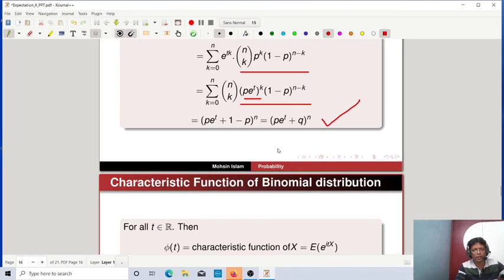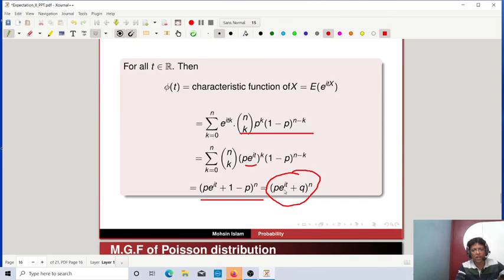Look at that, it's similar to your moment generating function, but the only difference is that there is an i. Otherwise everything is the same, so it's very easy to remember. You can remember it very easily. Okay, so this is your result.